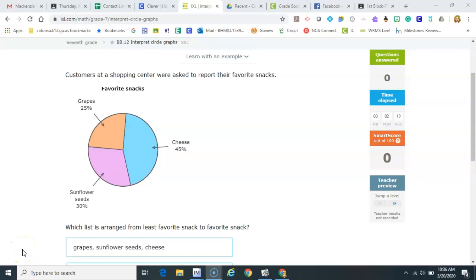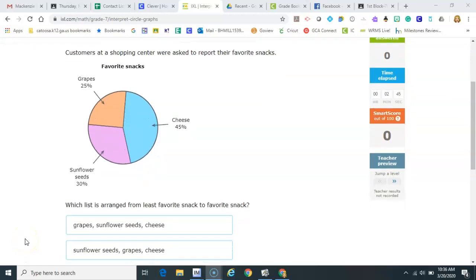So let's look at BB.12, interpreting circle graphs, in case you're having trouble with that. Customers at a shopping center were asked to report their favorite snacks. As I look at this circle graph, or pie graph, as it's been called before, we're looking at percentages. And so the question is, which list is arranged from least favorite snack to favorite snack?